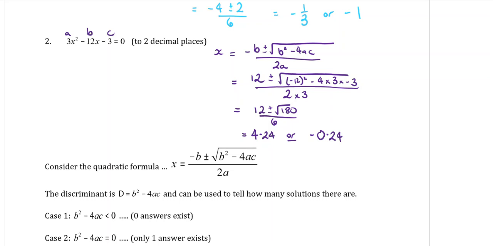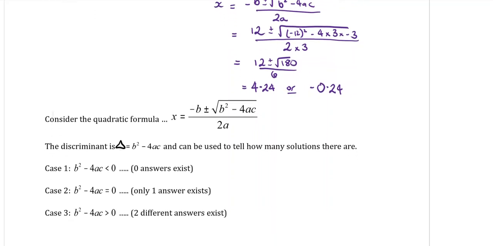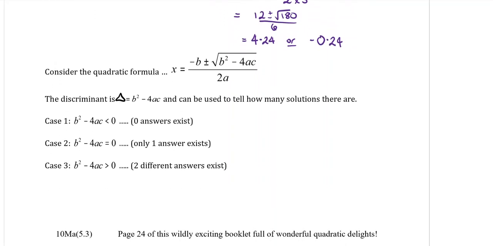Okay, so we've used the quadratic formula twice, but there is an extra section to this topic that we need to look at. So the next part says, consider the quadratic formula. We can use what is called the discriminant, and this discriminant is taken from the quadratic formula. It's the part that is underneath the square root sign. It is the b squared minus 4ac. The symbol for discriminant is a triangle. Okay, so we say discriminant is equal to b squared minus 4ac.